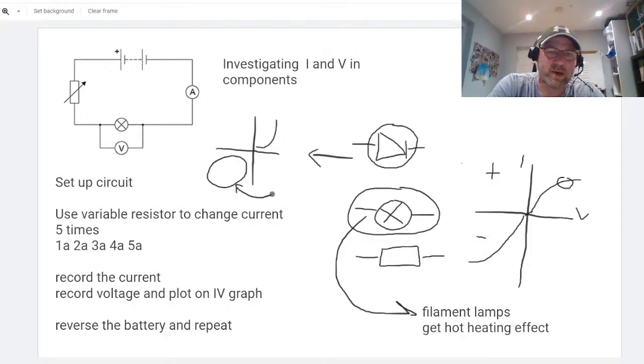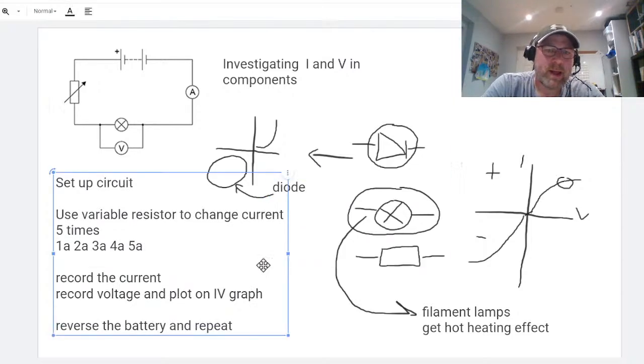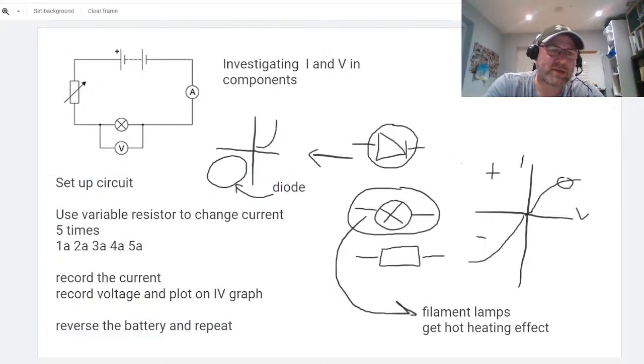Does anyone know why we don't get any readings on the diode there? Yeah, resistance always goes up when heat increases, yeah. But why with the diode do we get no readings? We only get readings when the battery is in one direction. Very good, Claire. Yeah, it only allows current in one direction.